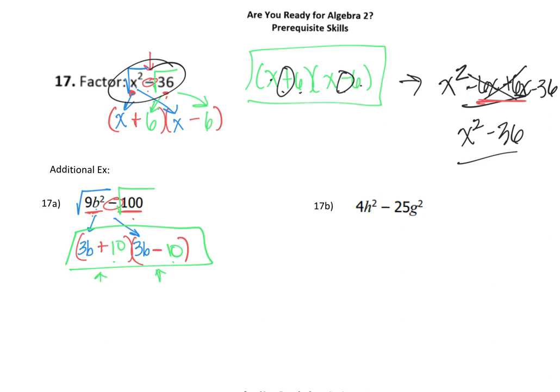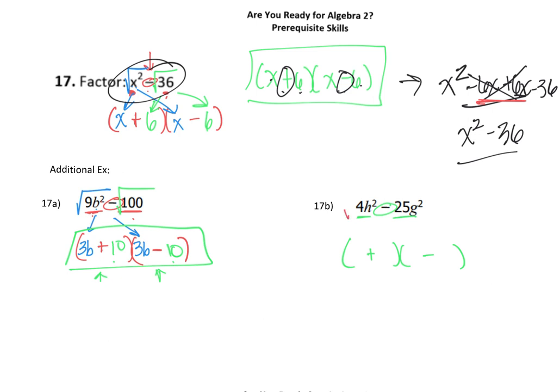17b, we have 4h squared minus 25g squared. 4h squared is a perfect square. 25g squared is a perfect square. Minus sign is in between. So I'm like, oh, sweet, difference of squares. I'm going to make two sets of parentheses. I'm going to put a plus sign in one set, a minus sign in the other.